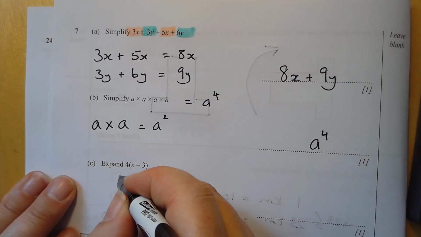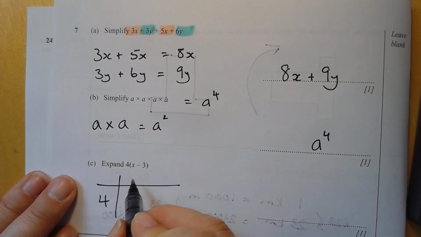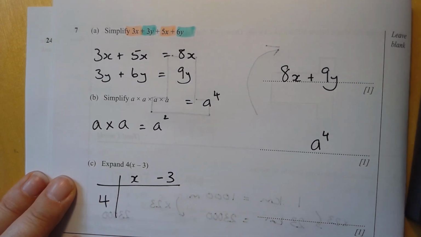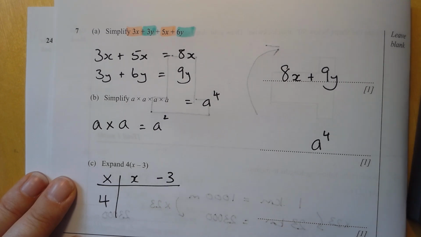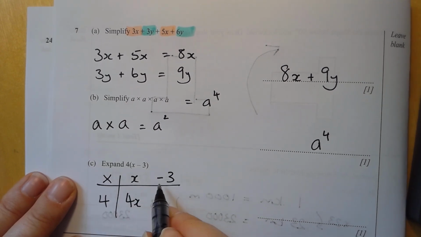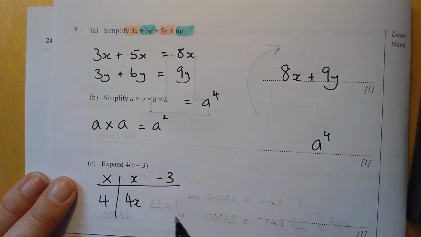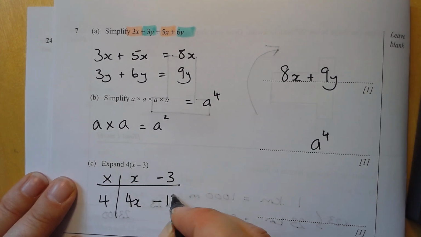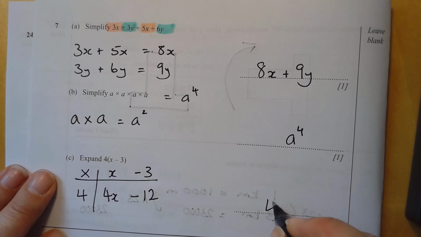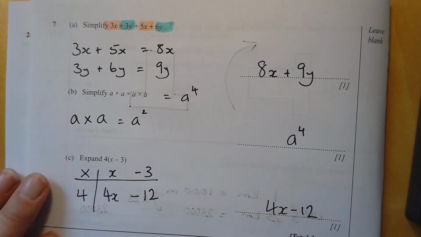Expand here. I'm going to do it with the grid method. I've got a 4 here, x, subtract 3 on the top, and it's a multiplication. So 4 multiplied by x is 4x. 4 multiplied by negative 3, I have an odd number of negatives, and therefore it is negative 12. And the answer is 4x subtract 12.